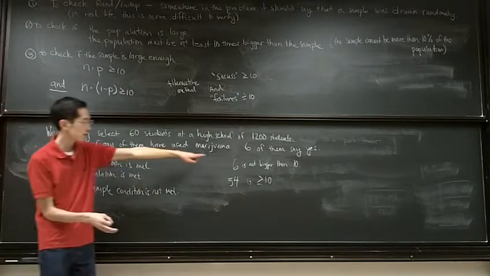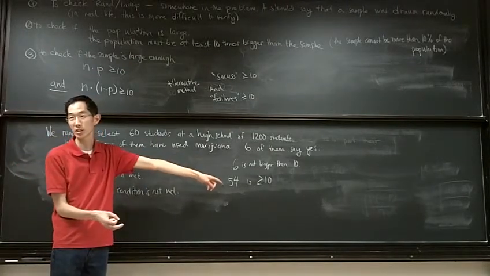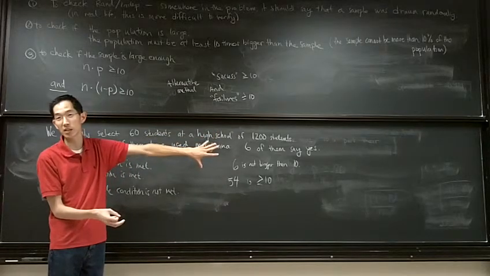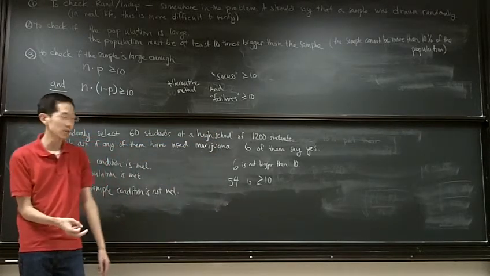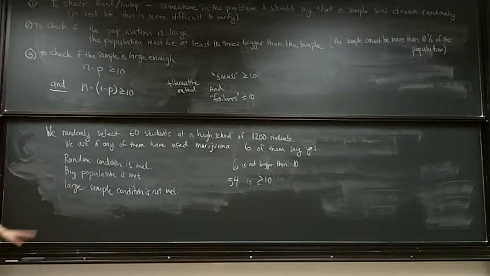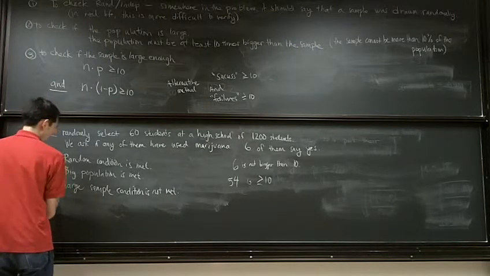So in this case, 6 is not bigger than 10, but 54 is. But both have to be met. So the large sample condition is not met. Is that okay? Should we try another one of these, or are we feeling okay? We'll do another one, all right.